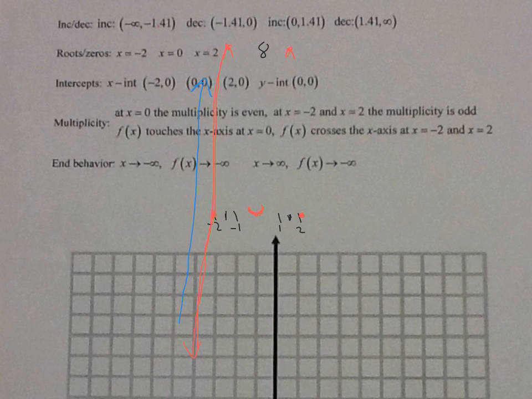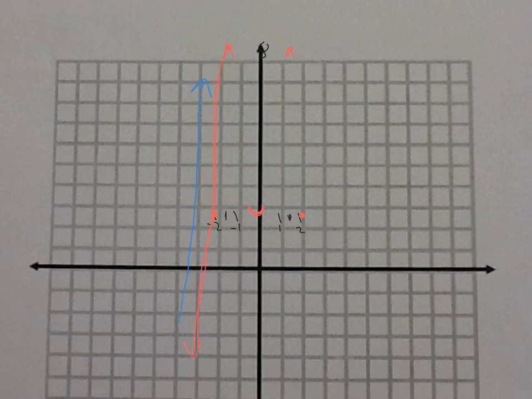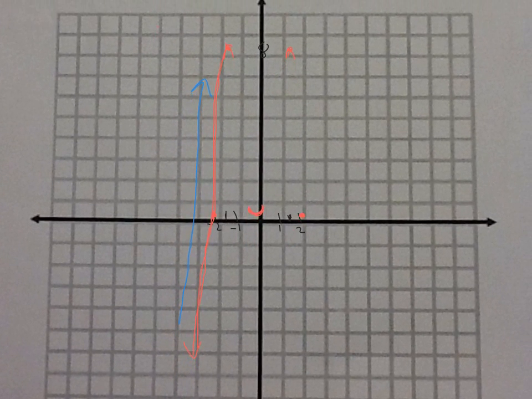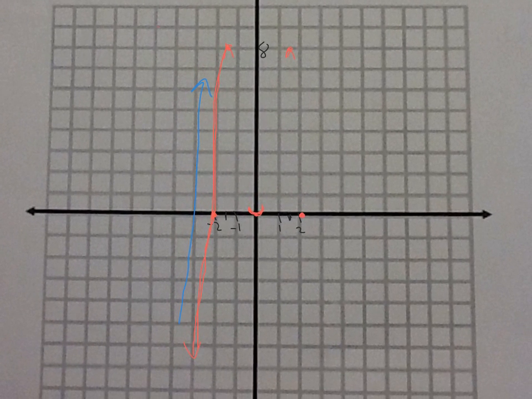So here my graph is decreasing from where I stopped, from negative 1.41 to 0. My graph is going to decrease, so it's going to come down to 0. All right, so my graph now is going to start coming down. It's going to decrease down to 0. Okay, so there's my decrease here from negative 1.41 to 0. And let's go back up.